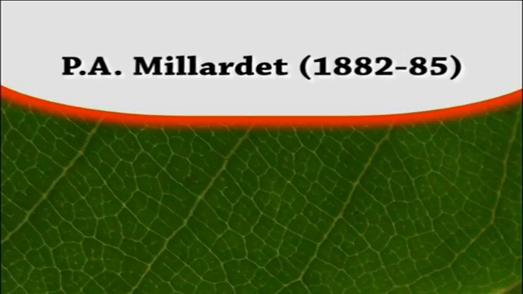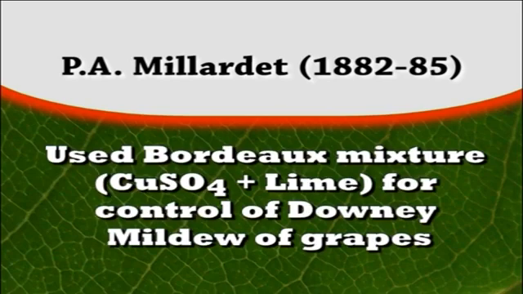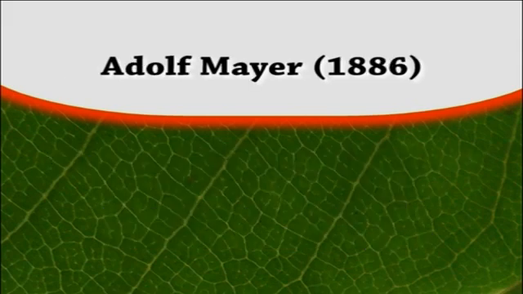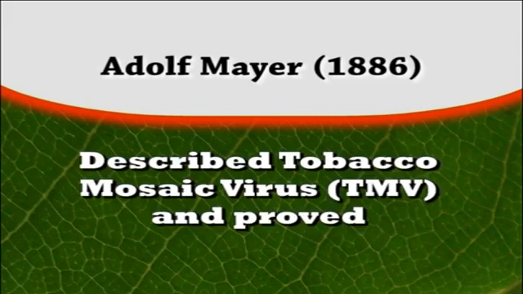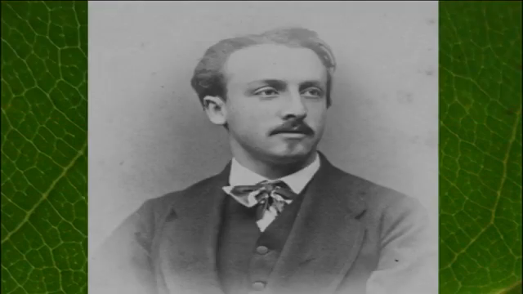Next is P. A. Millardet, 1882 to 1885. He used Bordeaux mixture, that is copper sulfate plus lime, for control of downy mildew of grapes. Next is Adolf Mayer, 1886. He described tobacco mosaic virus, which is abbreviated as TMV, and proved that tobacco mosaic virus can be transmitted from diseased plants to healthy plants.